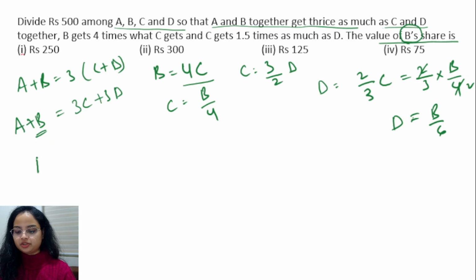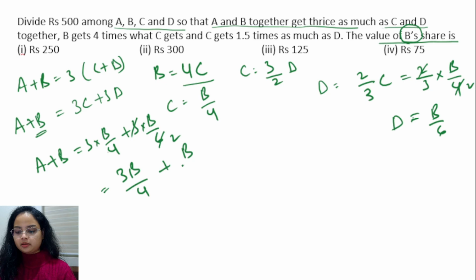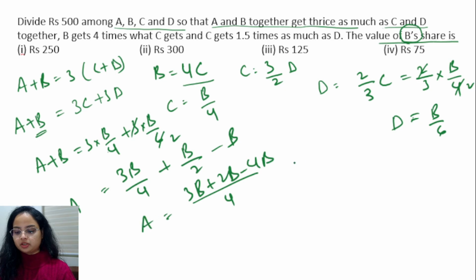So, we will substitute in this equation. It is A plus B is equal to 3 into C, which is B by 4, plus 3 into D, which is B by 6. Okay. So, here A plus B is equal to 3B by 4 plus B by 2. So minus B is equal to A. So take LCM. It is 3B plus 2B minus 4B is equal to A. That is B by 4. So we got A value is equal to B by 4.